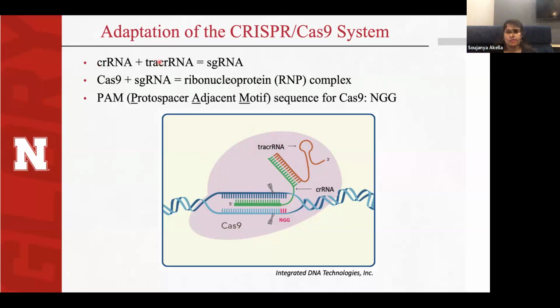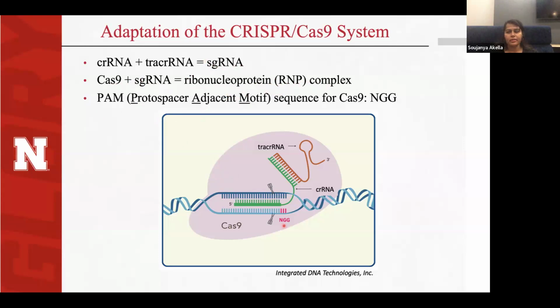So the CRISPR RNA and tracer RNA, for simplicity's sake, people just call it a guide RNA or a single guide RNA. That's what sgRNA is here. And that guide RNA with the Cas9 enzyme, or protein, forms what is called a ribonucleoprotein complex, so an RNP complex basically.